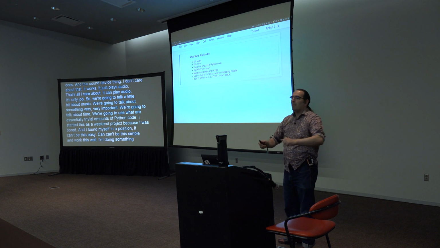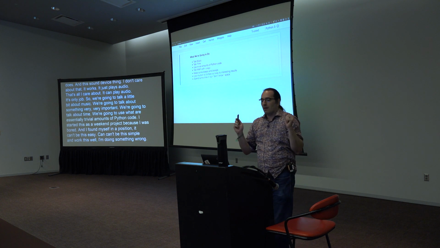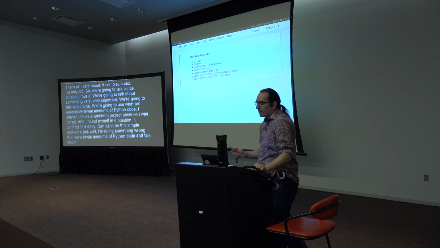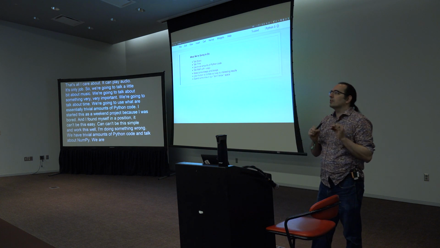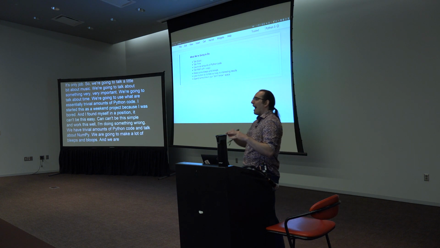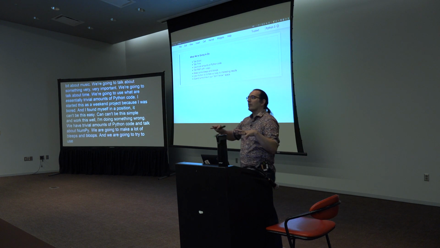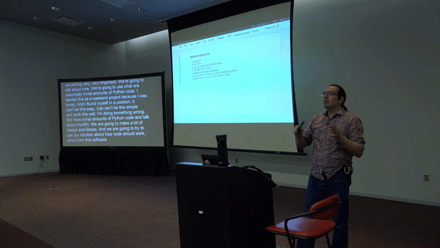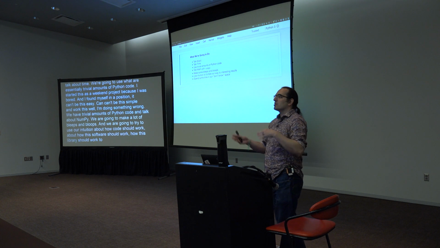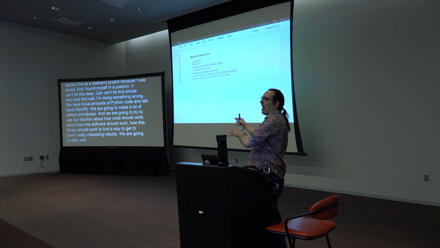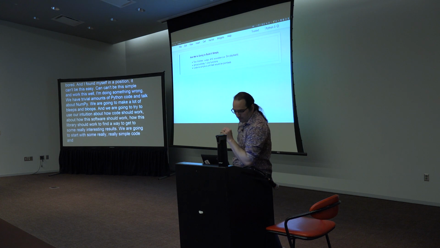We're going to talk about NumPy a little bit. We are going to make a lot of little bleeps and bloops. That's the most important thing. And really, we are going to try and use our intuition about how code should work, about how this software should work, about how this library should work, to find a way to get to some really interesting results. We're going to start with some really, really simple code, and we are going to get very, very complex output as a result of this.